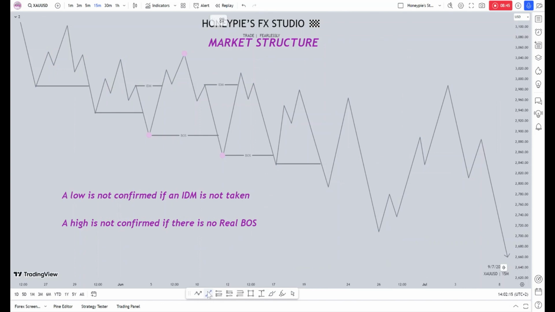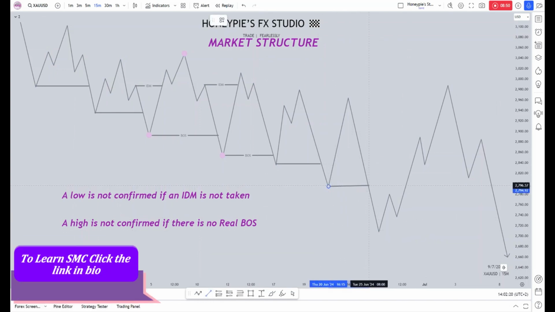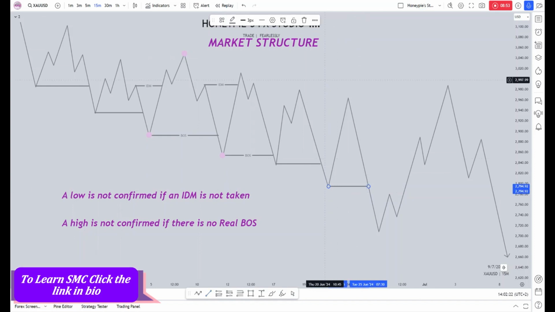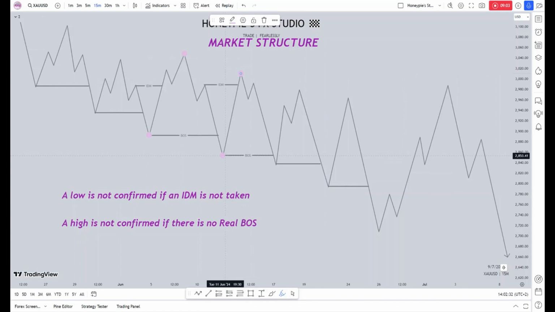So now let's move on, confirming if this is a break of structure. Hell no, this is not a break of structure. And this high over here, remember, is confirmed because we have a proper break of structure. Now this high is not confirmed because this break of structure is not a real break of structure. This high also is not confirmed because this break of structure is not a real break of structure.